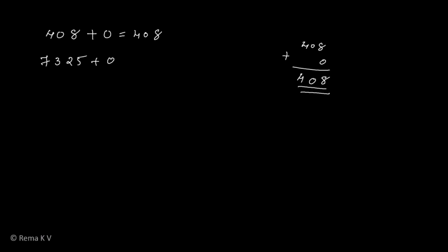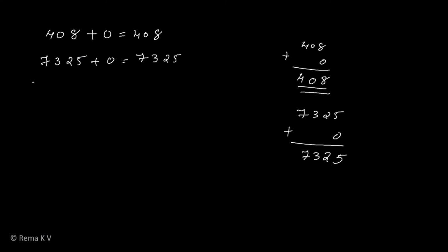7,325 plus 0. This gives, so 5 plus 0, 5. No number to add here. So 2. Here it is 3. Here it is 7. So this answer is 7,325. When we add 0 to 7,325, the answer is the same number.